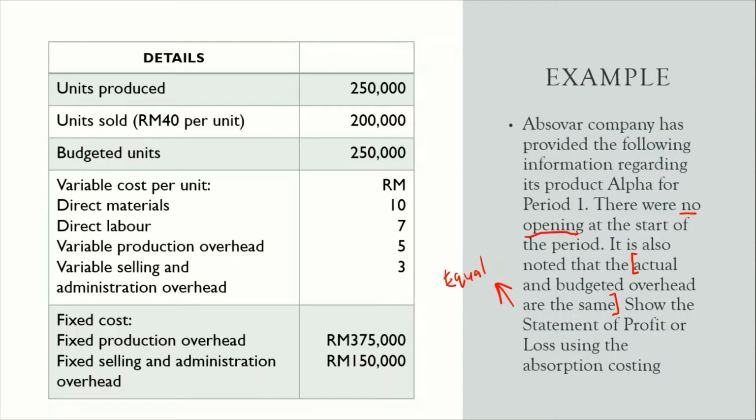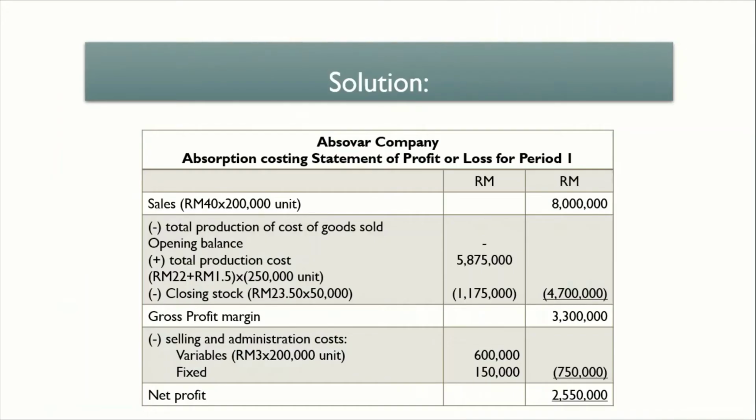Show the statement of profit or loss using the absorption costing. So this would be our information for the example. Let's transfer it into a statement. The solution would be, first you start with the sales of the company. The sales would be the per unit price multiplied with the total units sold. Not the units produced, but units sold.